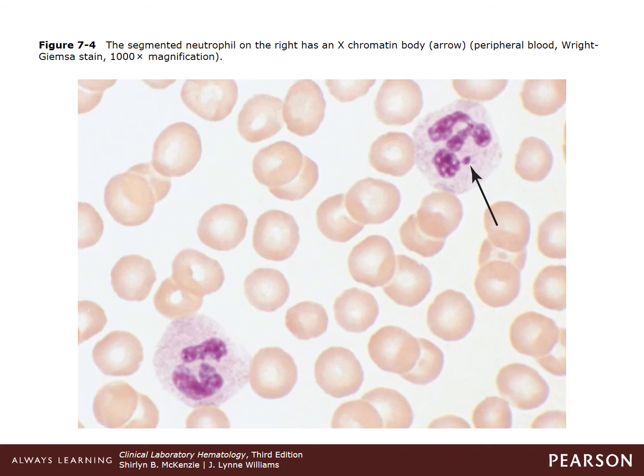The cytoplasm is pink to tan or clear and contains many secondary granules, tertiary granules, and secretory vesicles as well. Now, the primary granules can be present, but they're not evident due to the stain quality. The granules contain lipids, carbohydrates, and proteins.